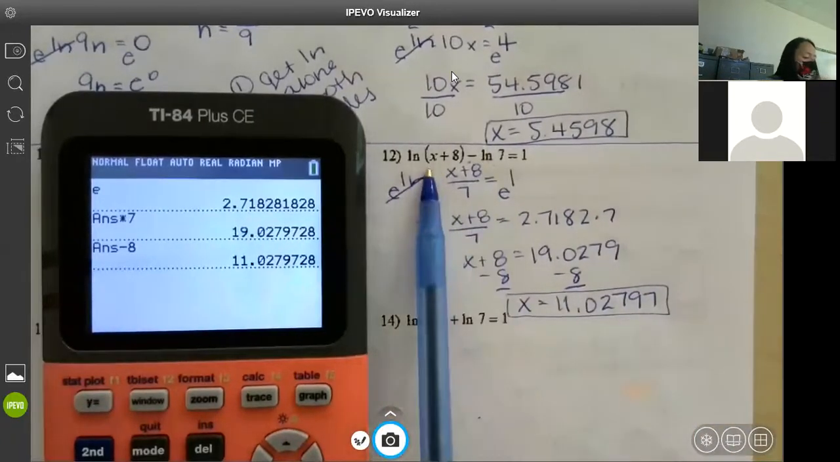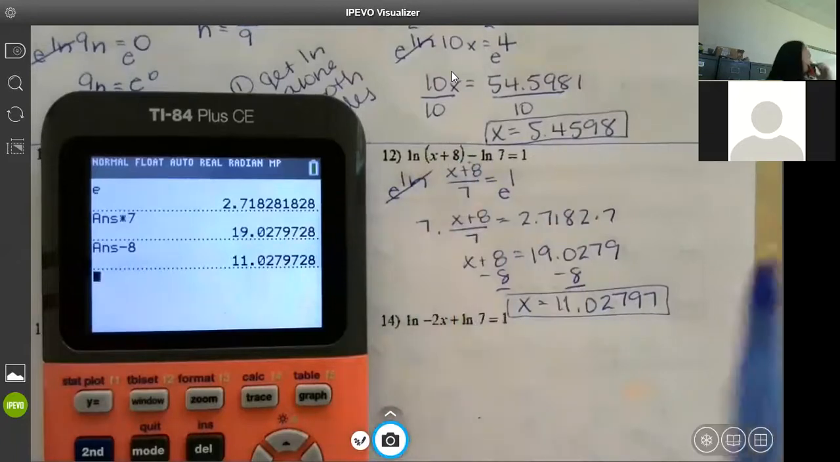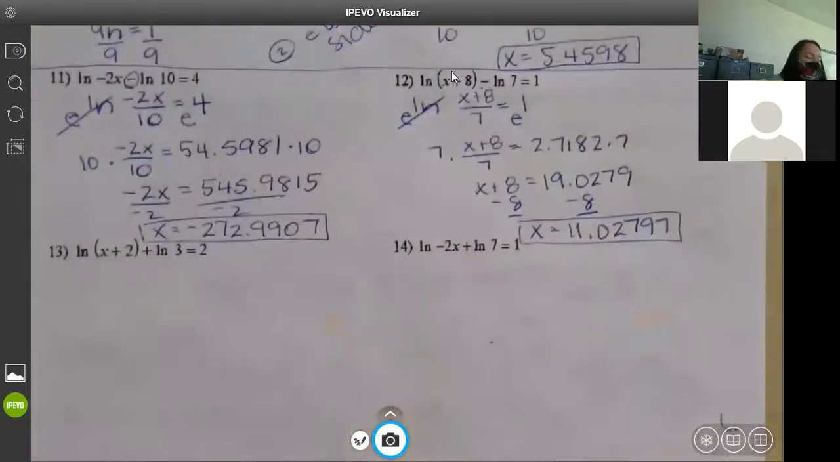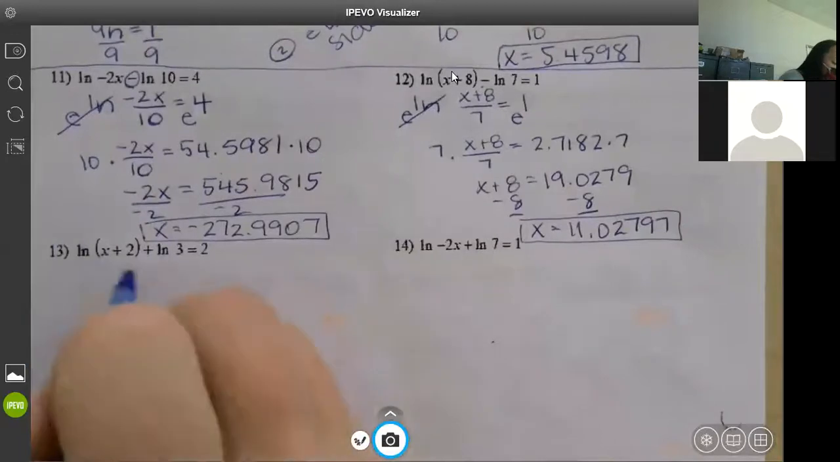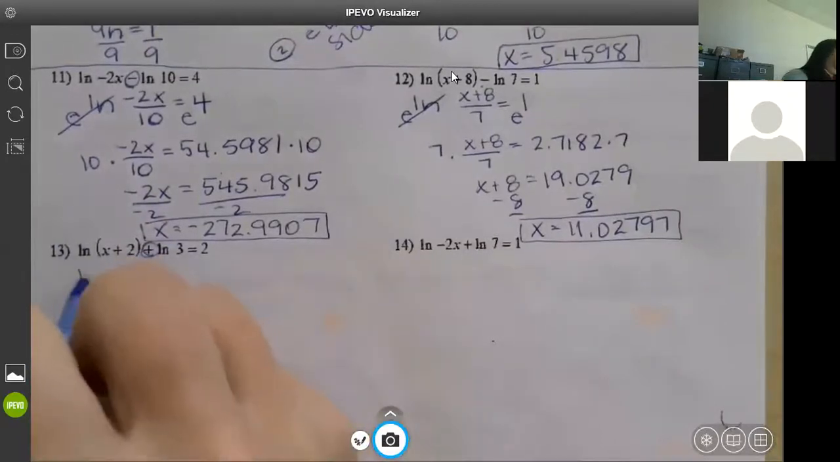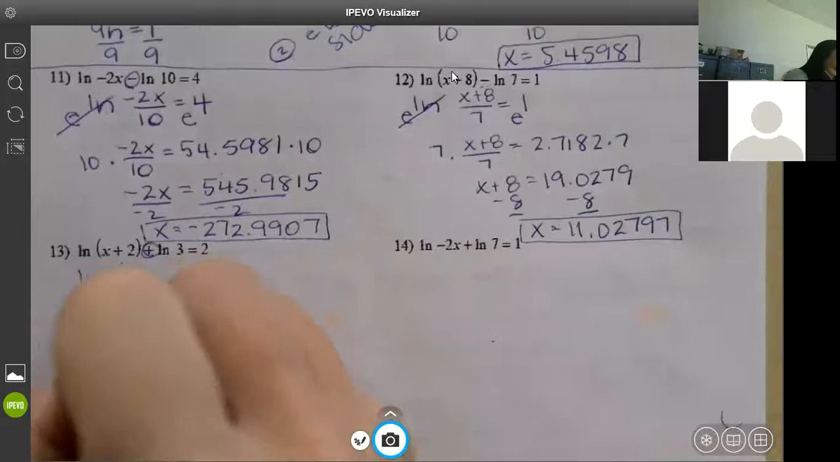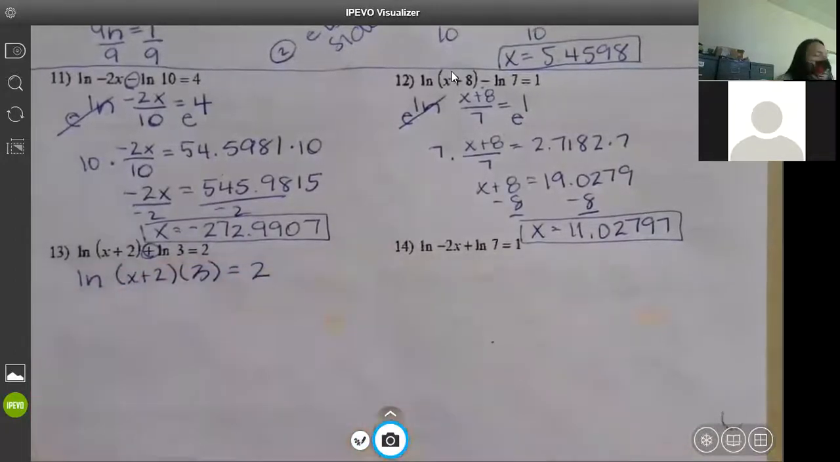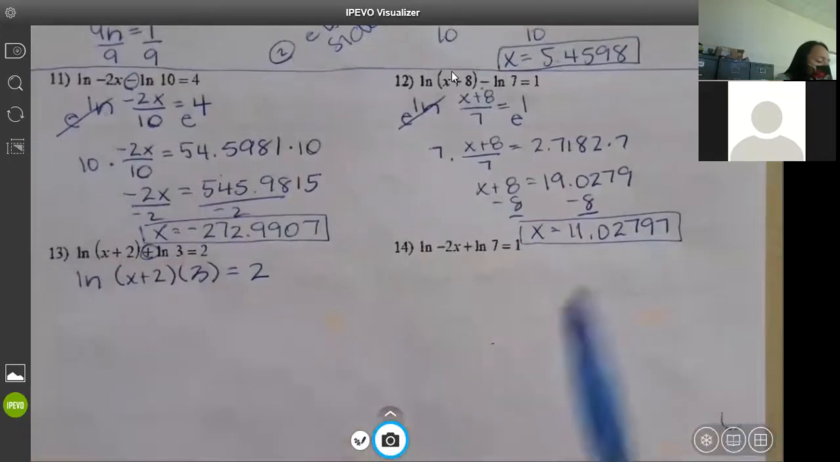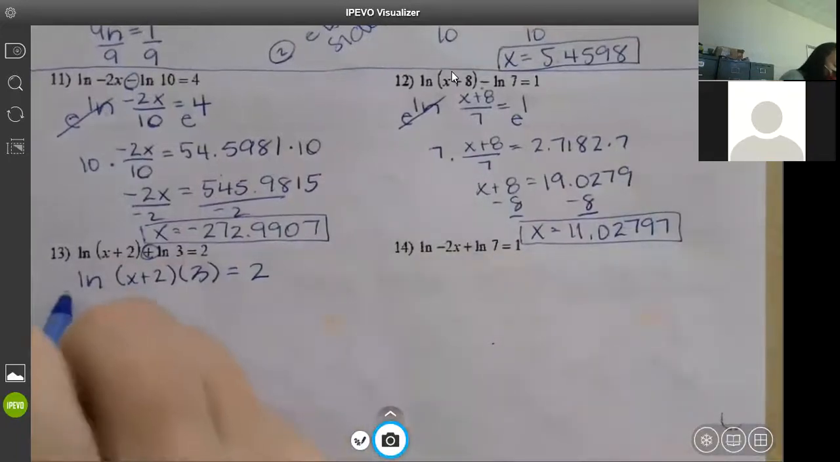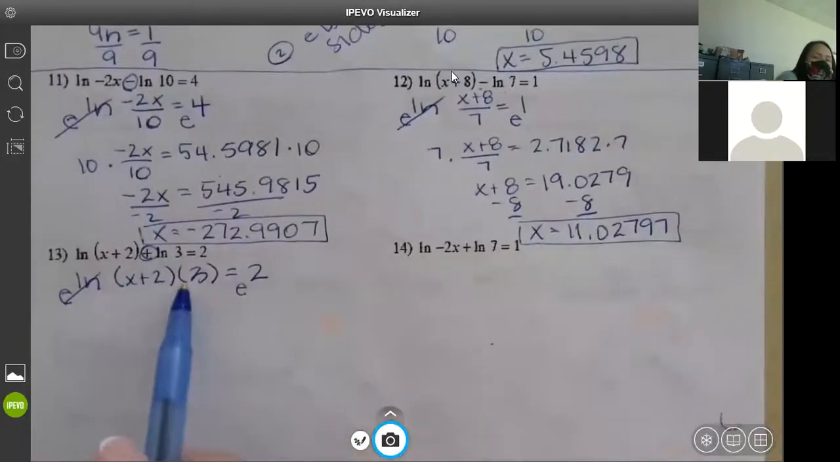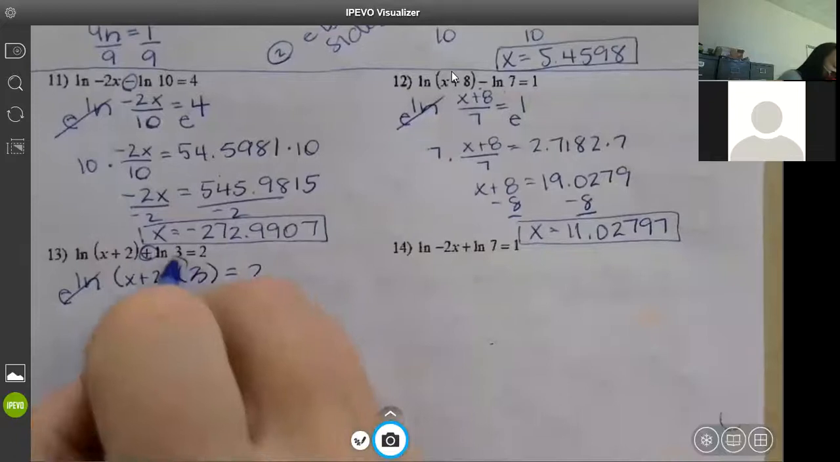If I plug it in here, 11 plus 8 gives us a positive number, okay? So nothing there hurt. The last two are addition. Remember that addition is the same as multiplication. So when we put these together, we're going to have (x plus 2) times 3 equals 2. Now that we only have one ln, we're going to e both sides. If you want to go ahead and distribute that, that's fine. That's what I typically do.